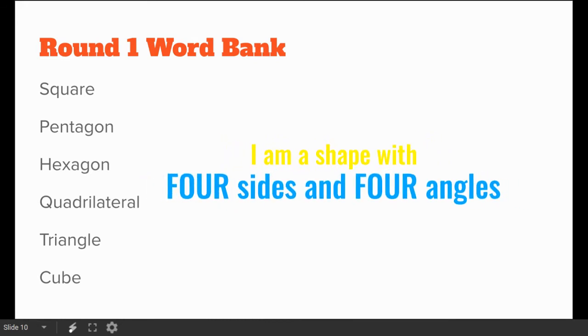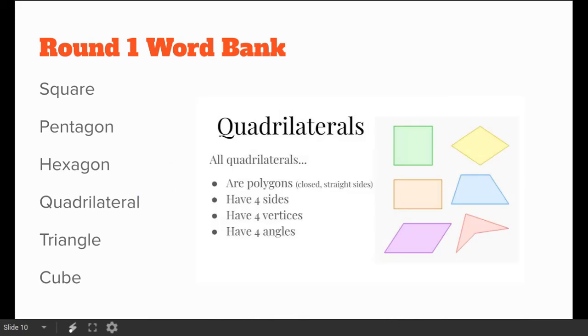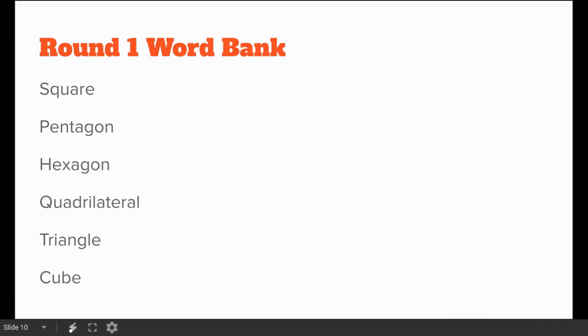I am a shape with 4 sides and 4 angles. Go ahead and call it out. Right, a quadrilateral. So make sure that you're really reading all of the details and paying attention, because with our square, yes, a square is a quadrilateral, but it was super specific in our square riddle. It reminded us of 4 equal sides and the right angles, when a quadrilateral just needs to be a plane shape with 4 angles and 4 sides.